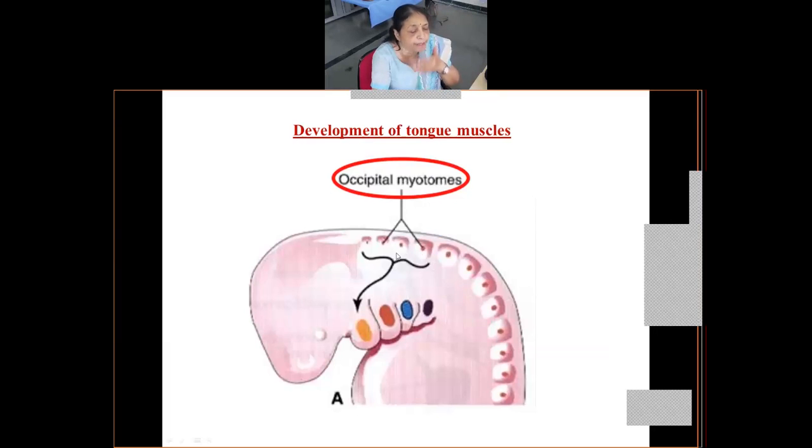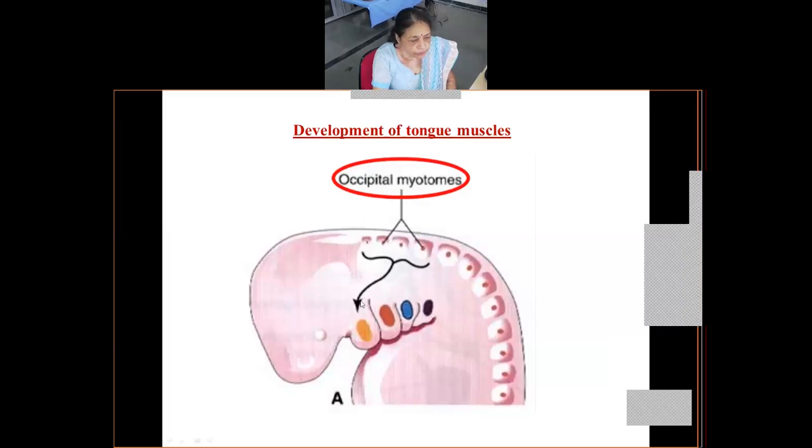Okay. So this paraxial mesoderm gives many things, and from it the somites are developed. There are 33 somites, I think, developed. Now this is the preoccipital myotome. From this preoccipital myotome, the extraocular muscles are developed. And from the occipital myotomes, the tongue muscles are developed.